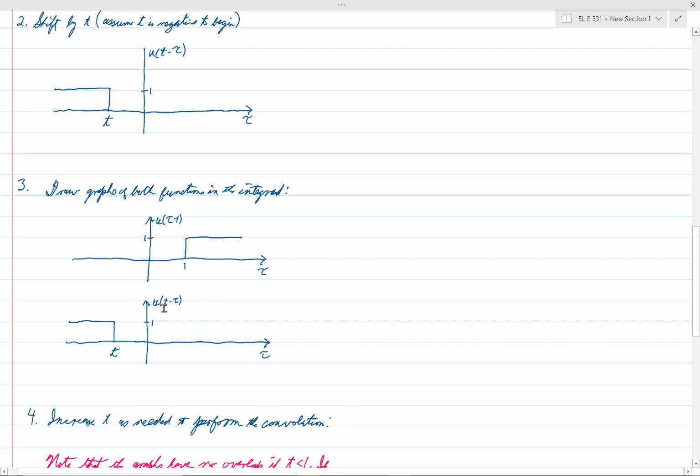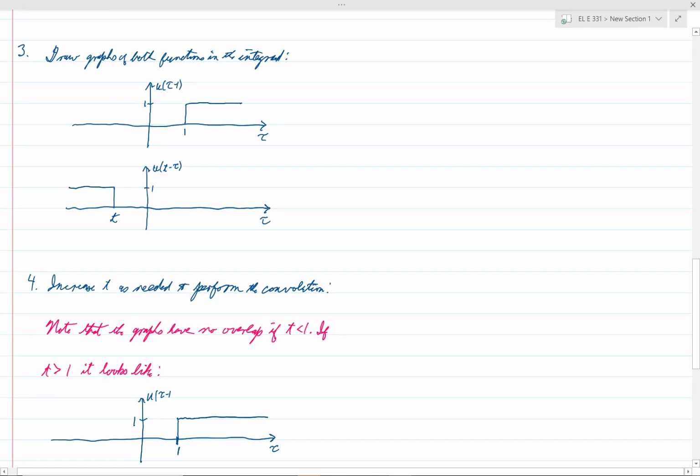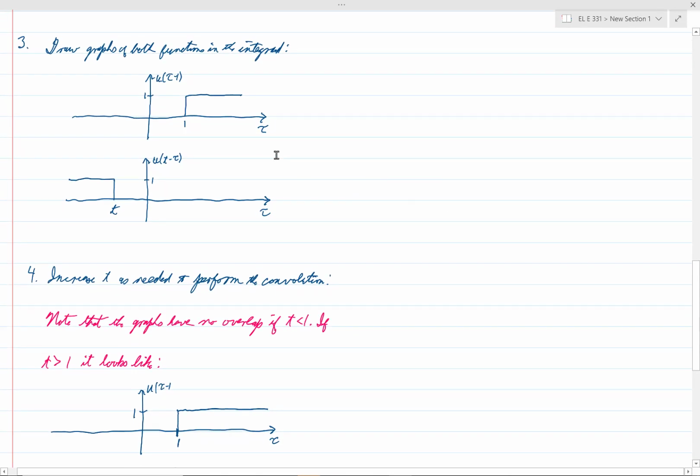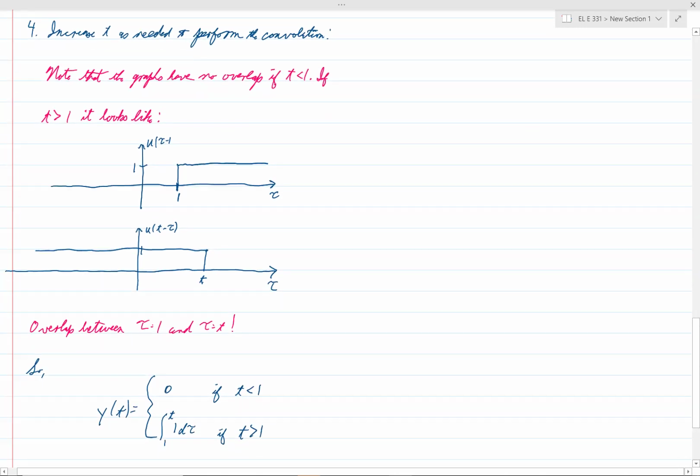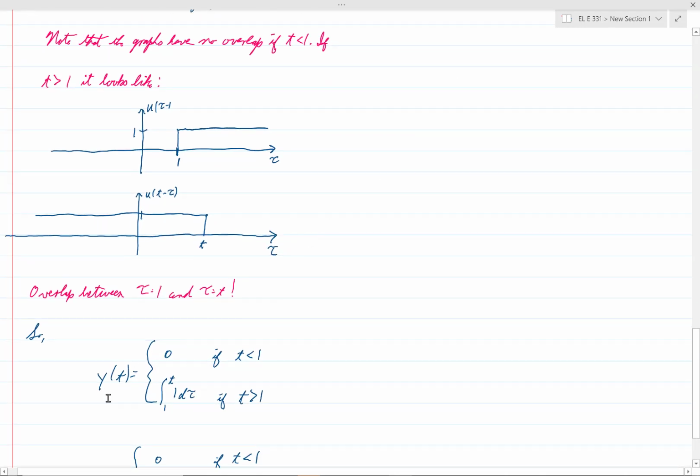So here we have u of t minus tau, which we've already done above. I'm just repeating the graph. And here we have the graph of u of tau minus 1. And I've written them one on top of the other so that we can very easily see what the integral is going to be. Now you can easily see that when t is less than 1, these two graphs don't overlap. And so the integral will be 0. So that's what we have right down here. y of t is equal to 0 if t is less than 1.